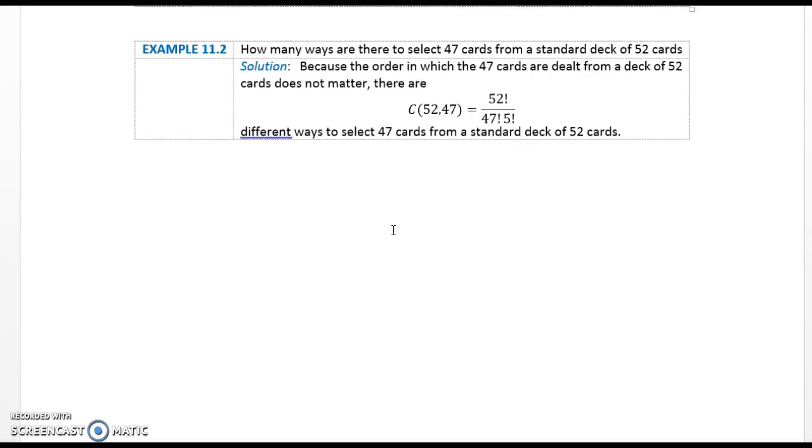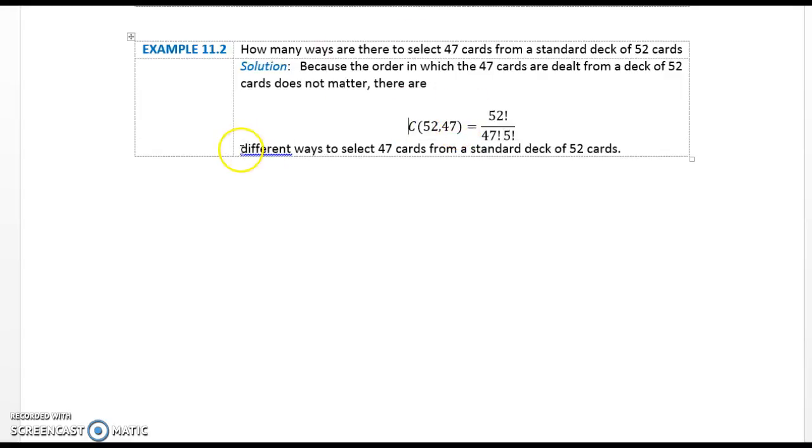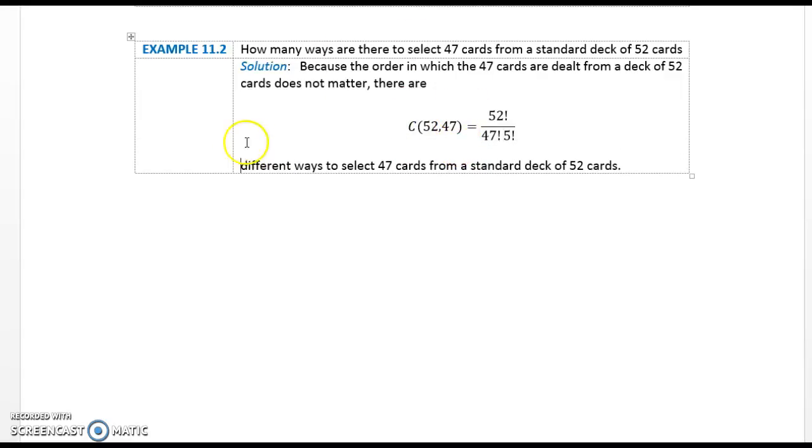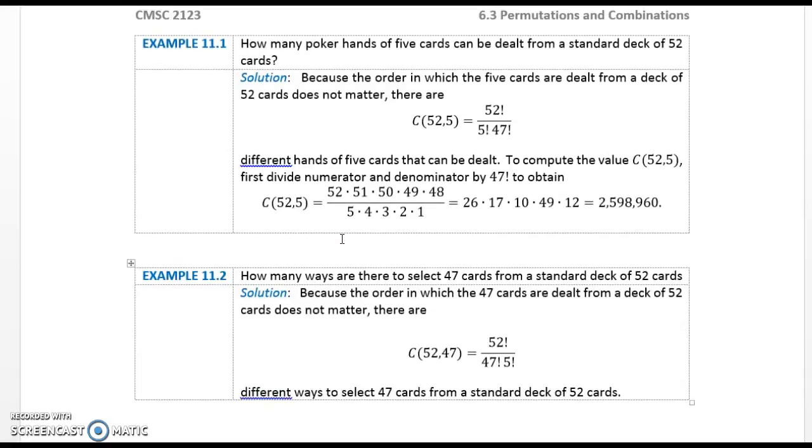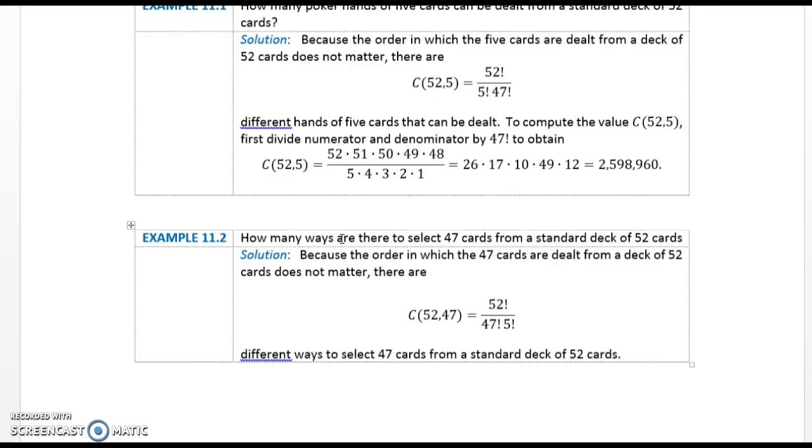Example 11.2. How many ways are there to select 47 cards from a standard deck of 52 cards? Solution. Because the order in which the 47 cards are dealt from the deck of 52 cards does not matter, there are C of 52, 47, which is 52 factorial over 47 factorial times 5 factorial, different ways to select 47 cards from a standard deck of 52 cards. Notice this is exactly the same as C of 52, 5.